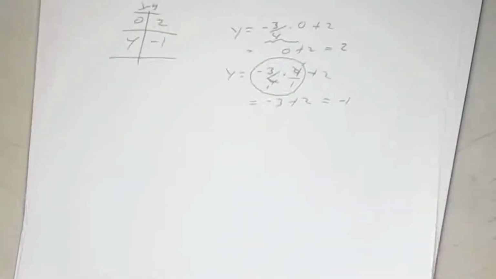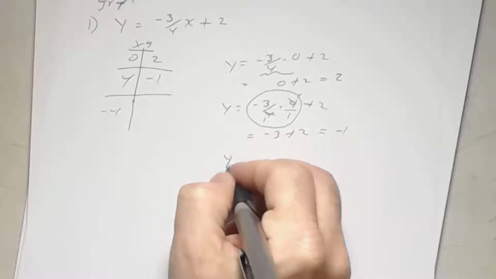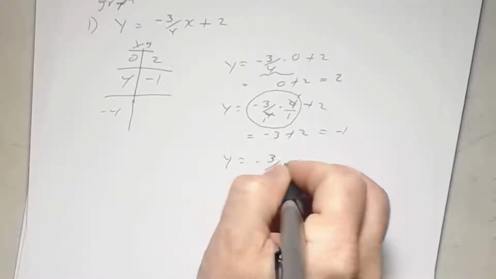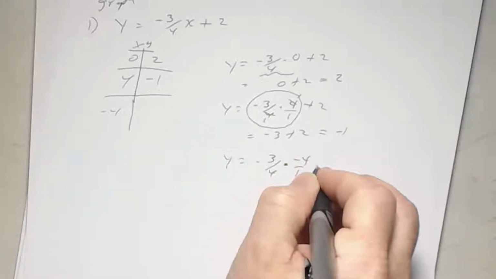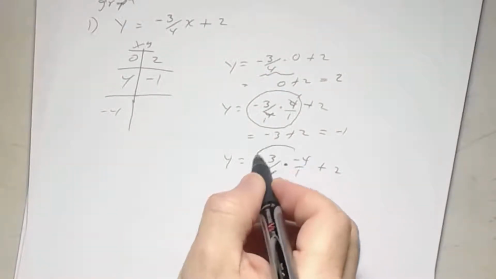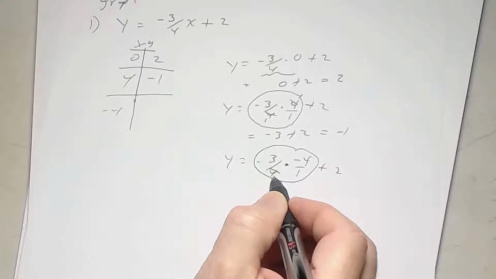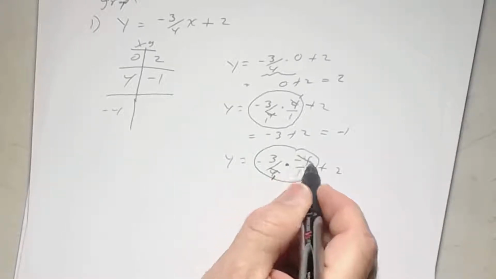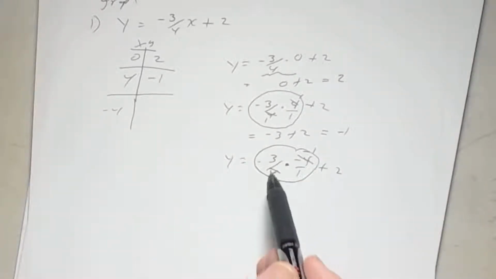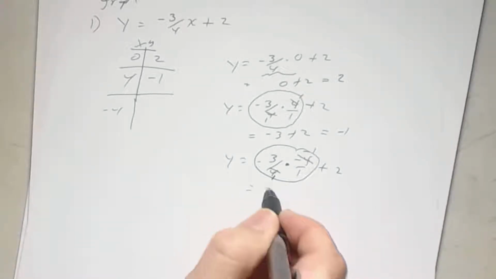And then if I choose negative 4 for x, I get y equals negative 3/4 times negative 4/1 plus 2. Now remember, a negative times a negative is a positive. So this time, these two fractions are multiplying together. The 4 goes into 4 one time, 4 goes into negative 4 negative 1 time. So what's a negative 3 times a negative 1 though? Positive 3, and what's 3 plus 2? 5.